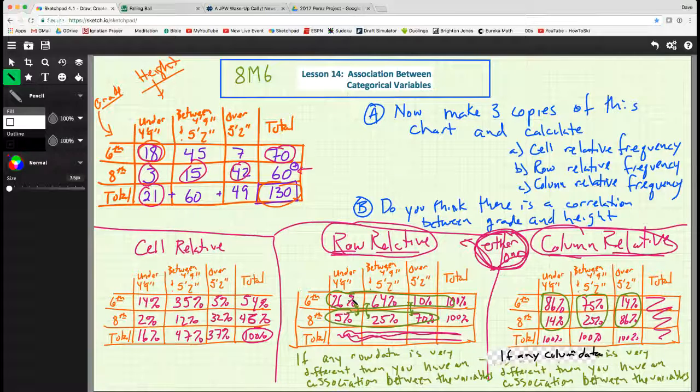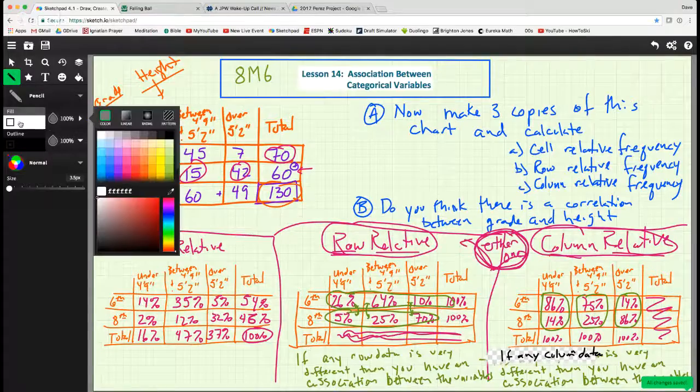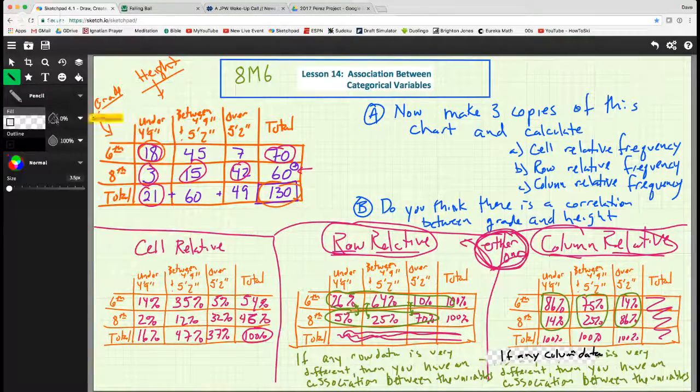So between the rows, here we have 26, 64, and 10. And that's very different than 5, 25, and 70. In fact, all three of them are very different, right? So 26 is very different than 5, 64 is very different than 25, and 10 is very different than 70. So therefore, we have an association.